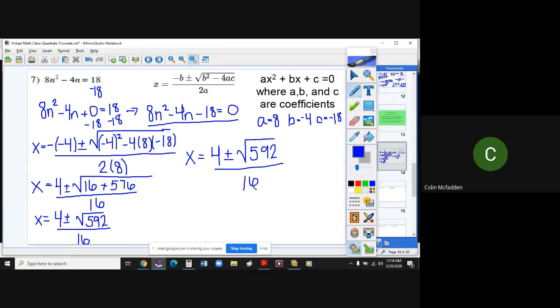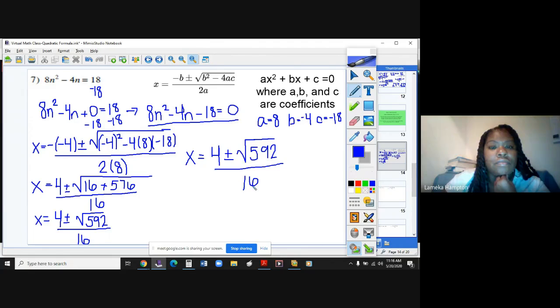Miss Hunt? Yes, sir. So you have to use that formula every time? Whenever you're working with the quadratic equation, yes, sir.